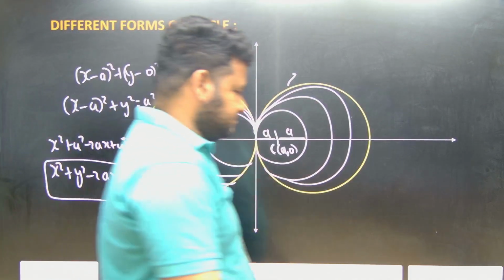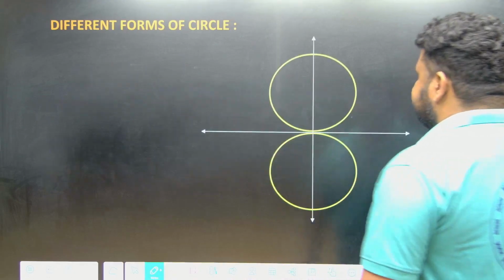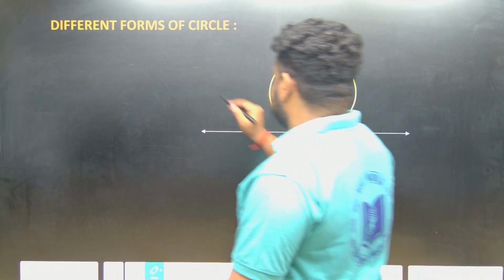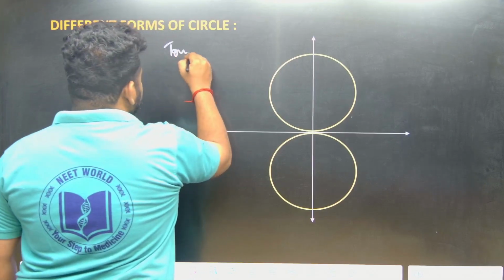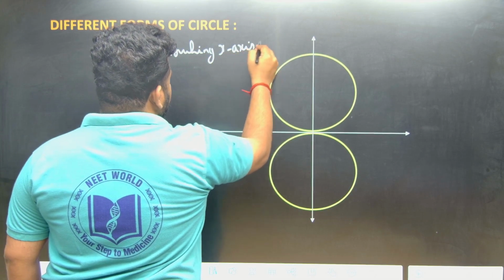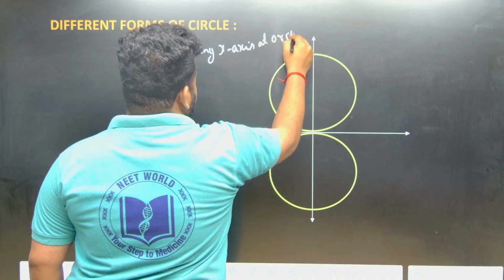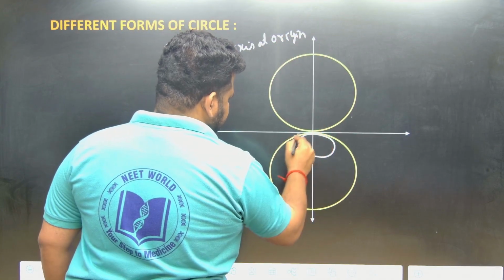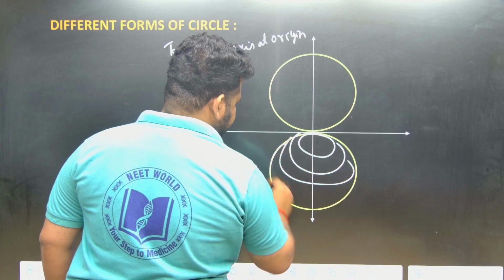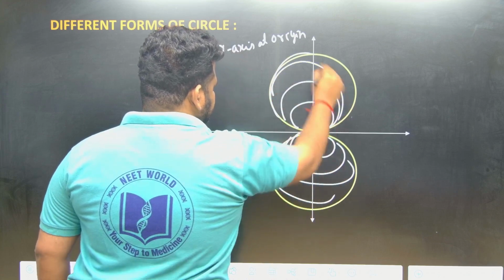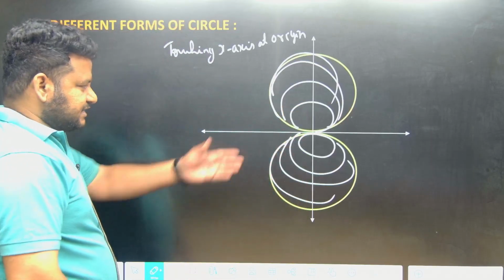Now similarly, if it is touching the x axis at the origin, that means this is 0 comma 0. How many circles can you draw? Infinitely many circles. This side also you can keep drawing infinitely many circles, touching the x axis at the origin.